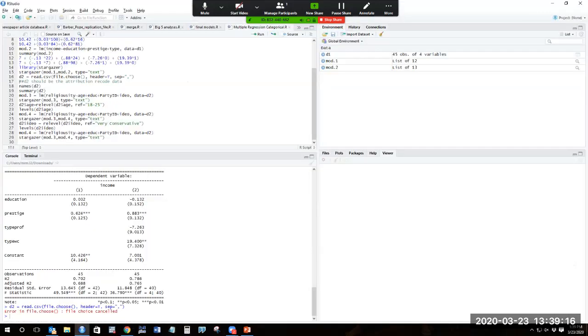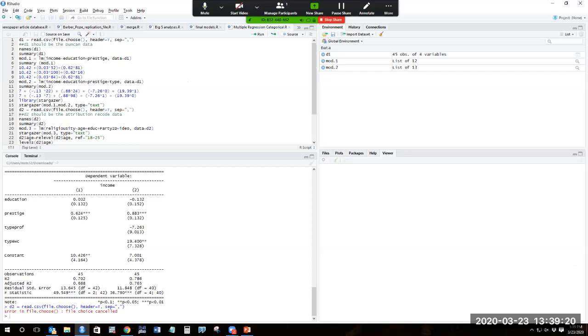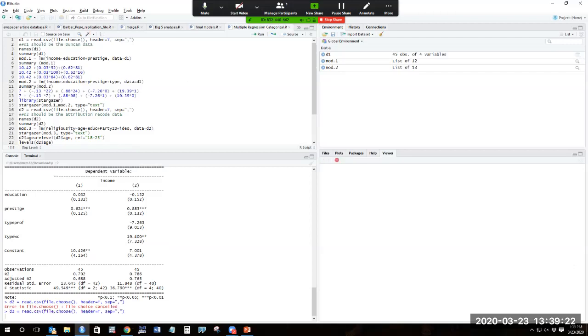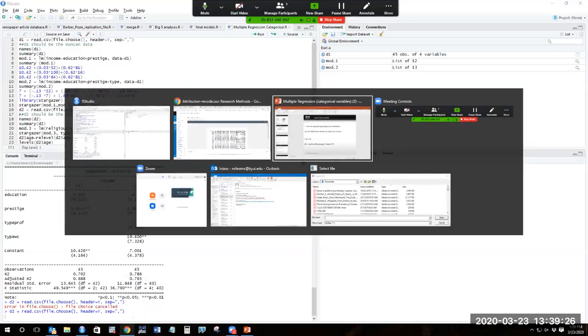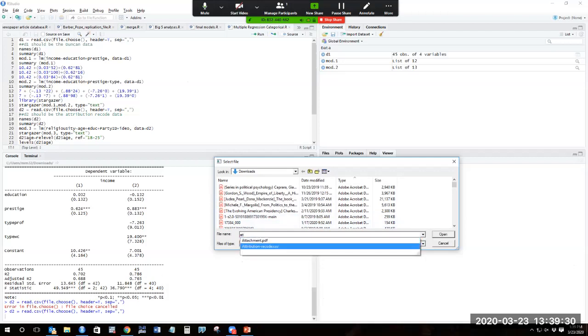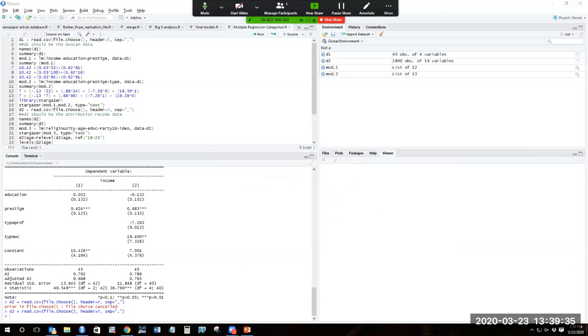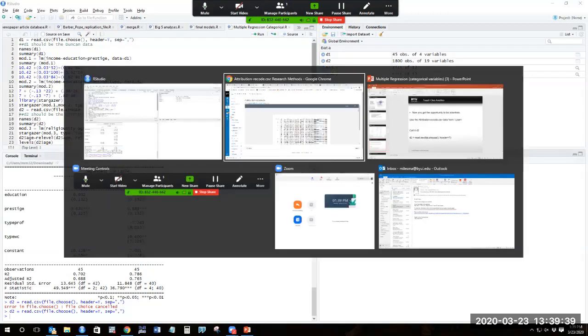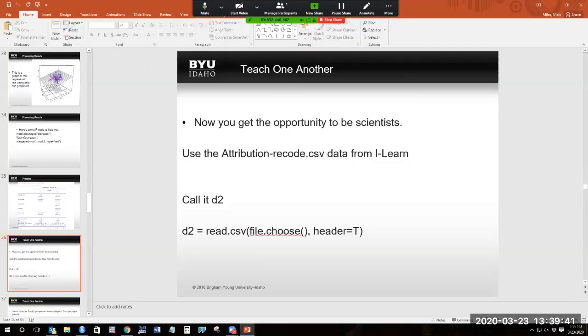Okay. Now I'll read it in with line 16. Where's that little thing? I gotta find that window. There it is. Now if I start typing in attribution, there it is. Okay, 1,800 observations of 19 variables. That sounds about right. Okay. Now time for you guys to play.